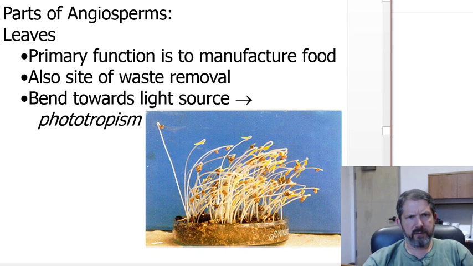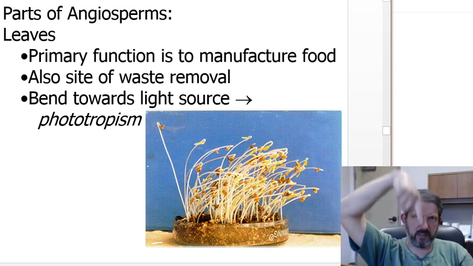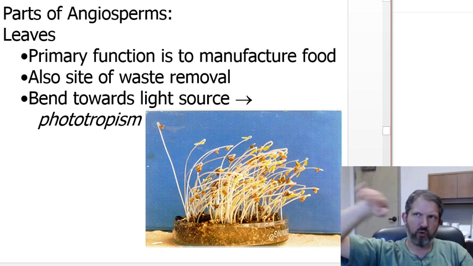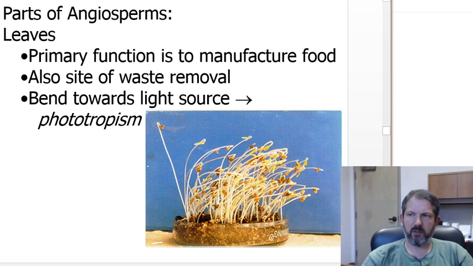This is not the best picture of leaves, but it's showing phototropism, bending towards the light. So you've all experienced this. If you have a houseplant inside, it bends towards the nearest window. So geotropism is the roots sensing gravity going down. Phototropism, the plant bending towards the light.